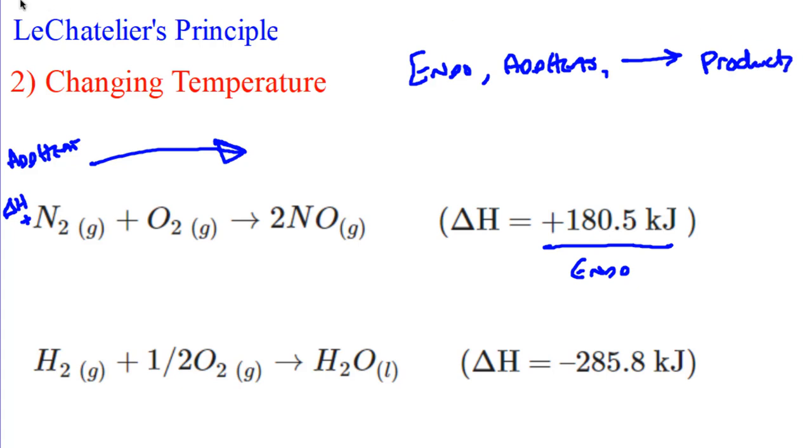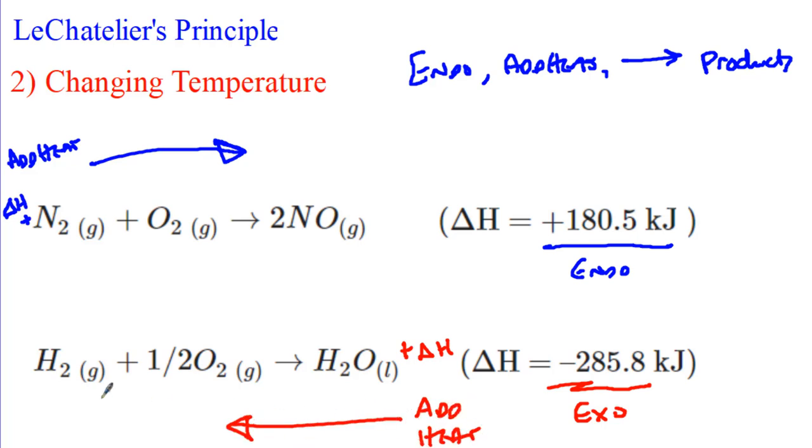Okay? Which means if I have a reaction right here which is exothermic, remember exothermic means I'm releasing heat. If I'm adding temperature, if I'm adding heat, it's going to shift away from that change, and it's going to start producing more hydrogen gas and oxygen gas. And so that is LeChatelier's principle, changing temperature. So if it's endothermic and I add heat, it'll go towards the products. If it's exothermic and I add heat, it's going to shift to the left towards the reactants. Okay?